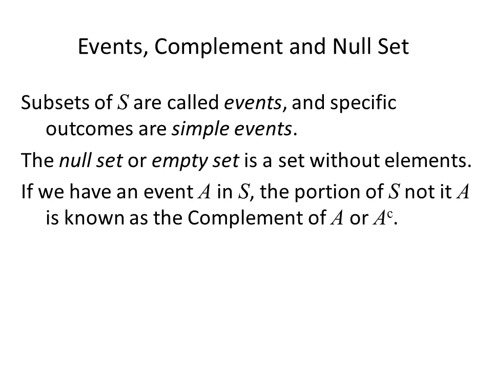Next, we'll look at events, complements, and the null set. Subsets of S are called events, and specific outcomes are called simple events. For example, in my 5 coin toss case, when I look at the result of one single toss, that would be a simple event. The null set or empty set is a set without any elements in it. And if we have an event A in S, the portion of S that's not in A is known as the complement of A, or A complement. Another way to say that is you might have event A and event not A. Event A would be everything that is A, and not A would be everything else.